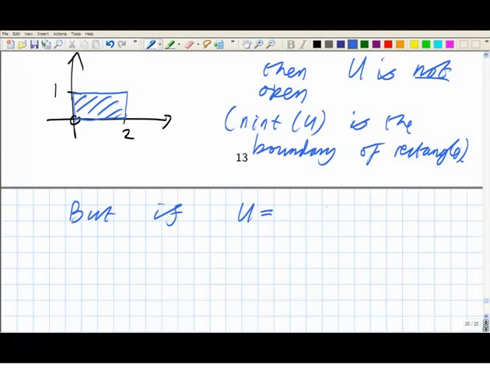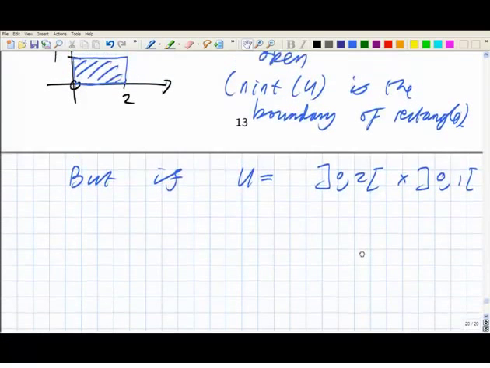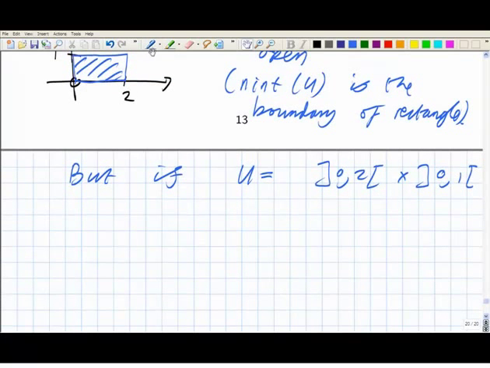We'll do boundary properly later. But once we've done boundary properly, you'll find that it does agree with what you expect. It's just the problem is, what is the boundary of Q and what is the boundary of Q complement? They are tricky.